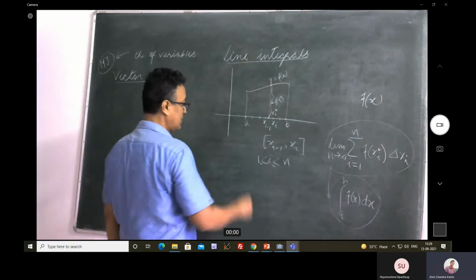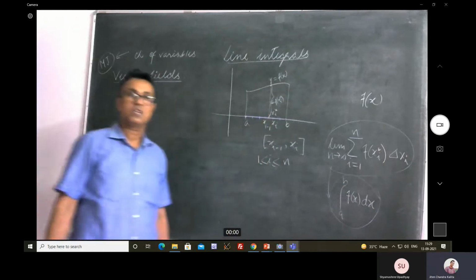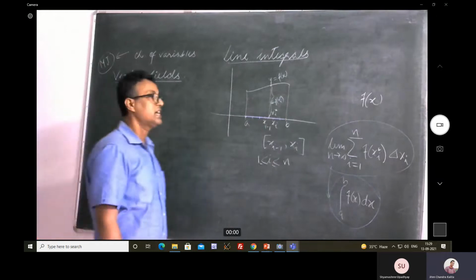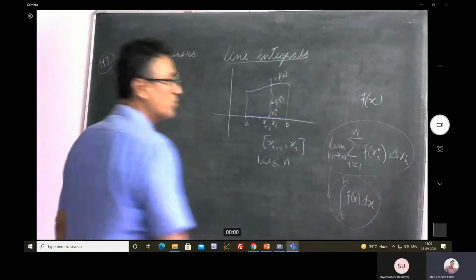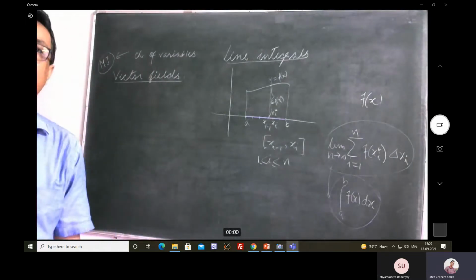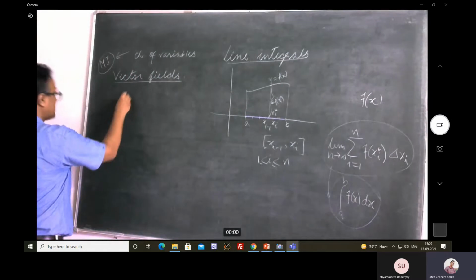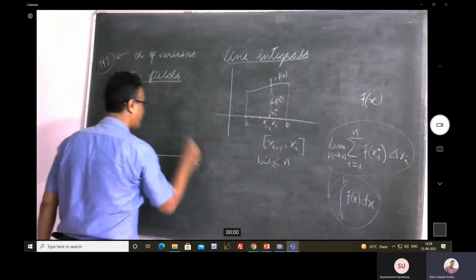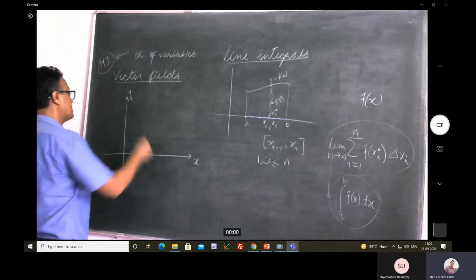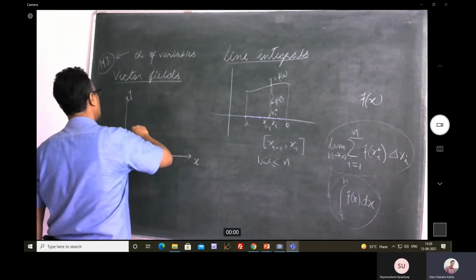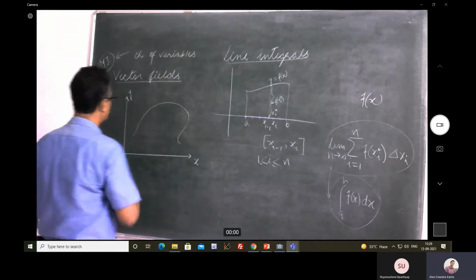In that case, the line was a straight line from the point a on the real line to the point b. Now we are going to consider a different type of line integral. Firstly, let us consider these line integrals on a plane.